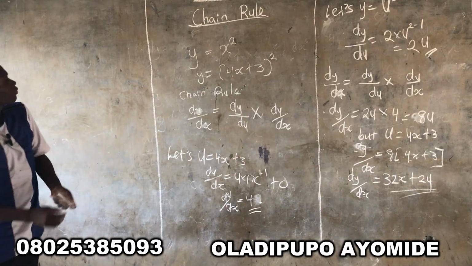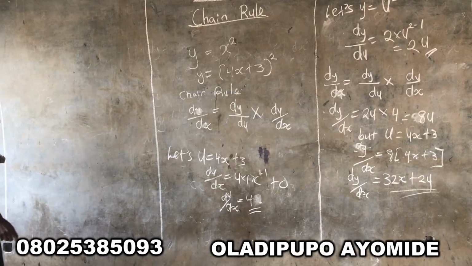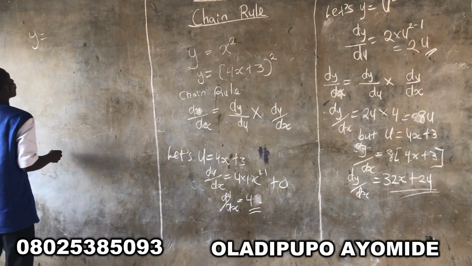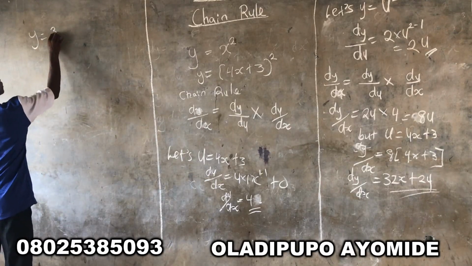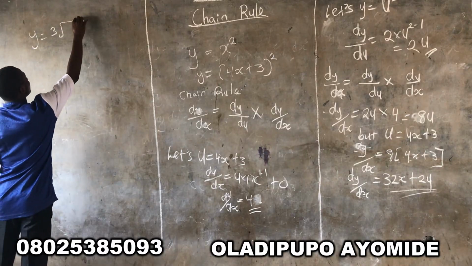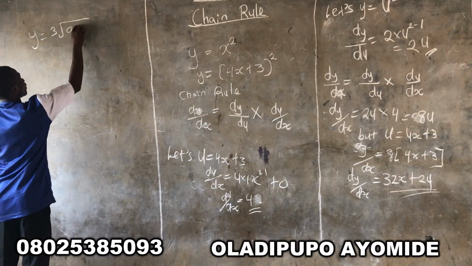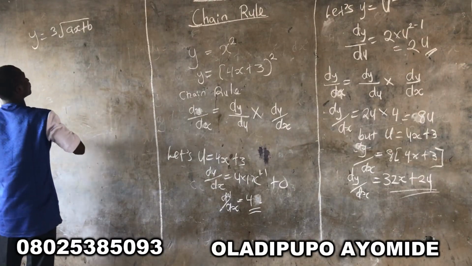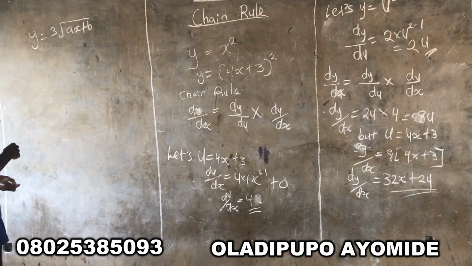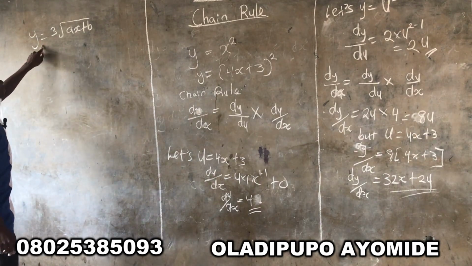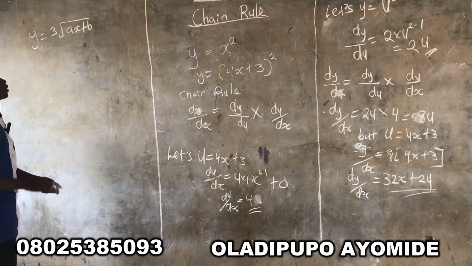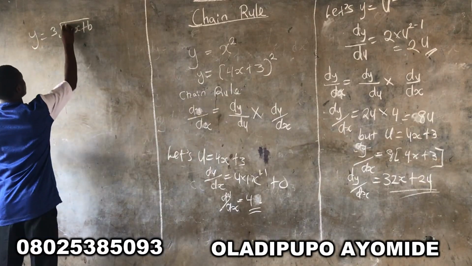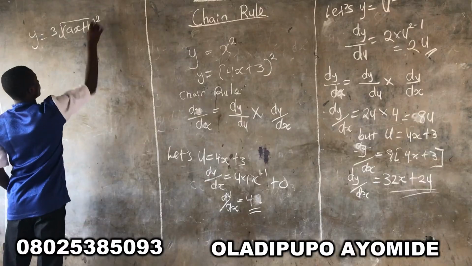Let's say y is equal to the cube root of ax plus b. Okay, let's see it this way. y is equal to the cube root of ax plus b, let me say raised to power 2.